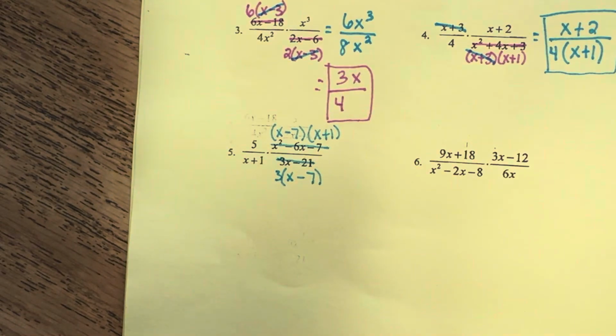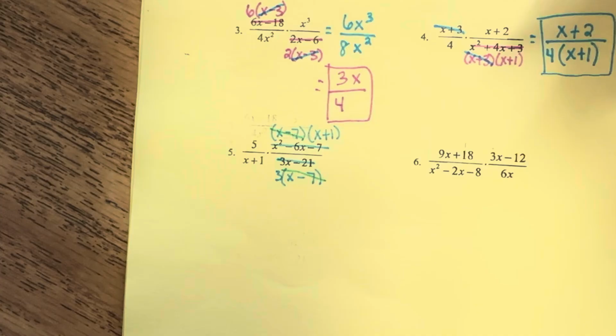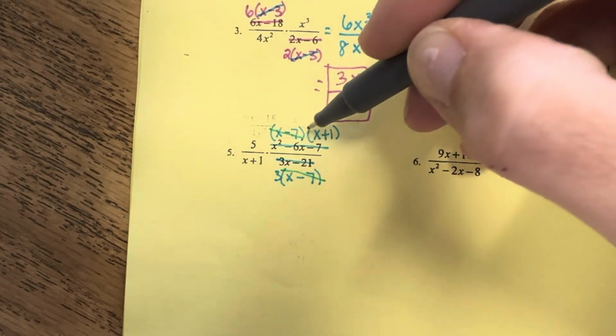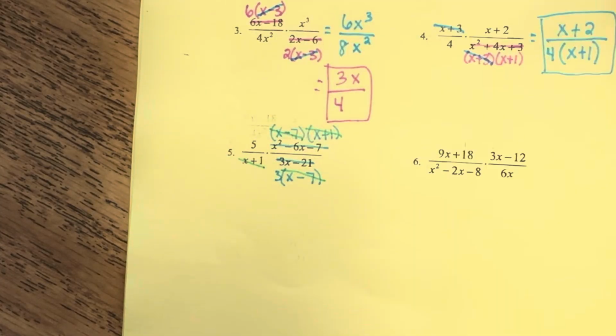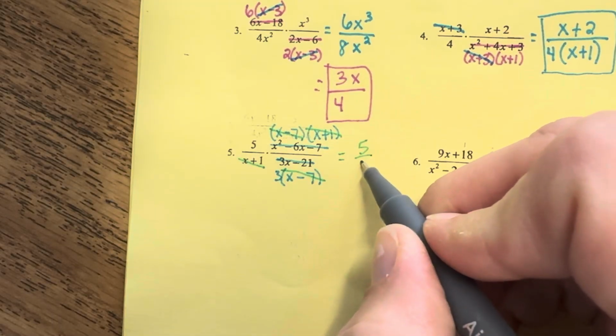Then when you get here, you're trying to cancel out things that are the same. They have to be exactly the same signs, everything. One on top, one on the bottom. So if we look, we have x minus 7 on the top, x minus 7 on the bottom, so they can cancel. X plus 1 on top, x plus 2 on the bottom, they can cancel as well. So then we're just left with 5/3.